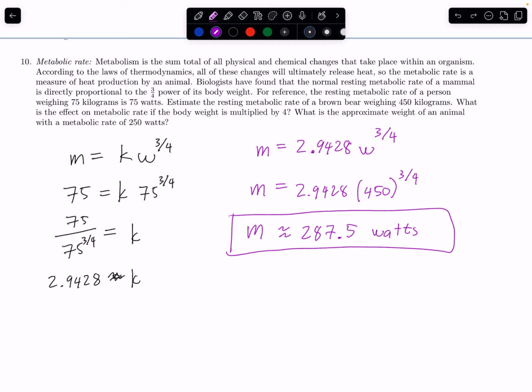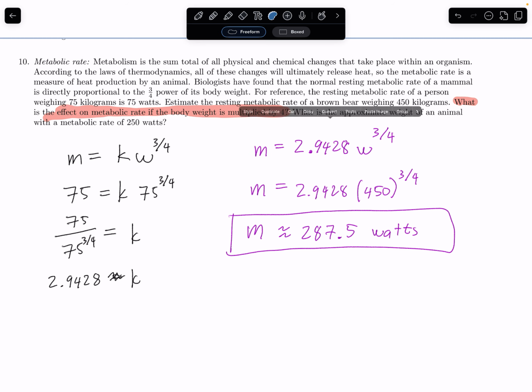And this is an interesting question here to me. How does multiplying the body weight by 4 affect things? So here's how we're going to do that. We're going to take the original equation that we had here with the K, right?